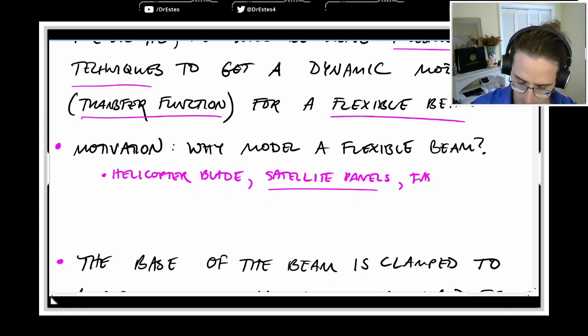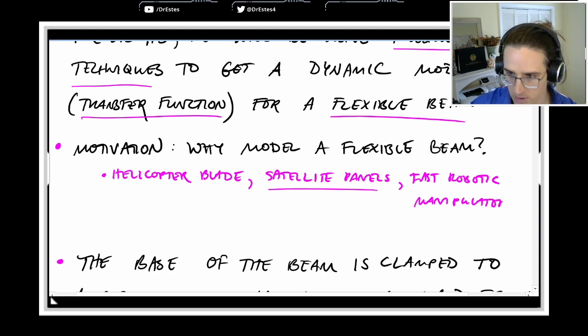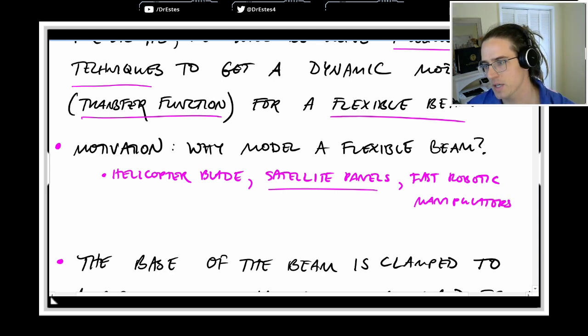Also, I'll just bring up one more example here. Fast robotic manipulators. I want to take vibration and shock, but it sounds tough. Vibration and shock is going to cover a lot of this too.